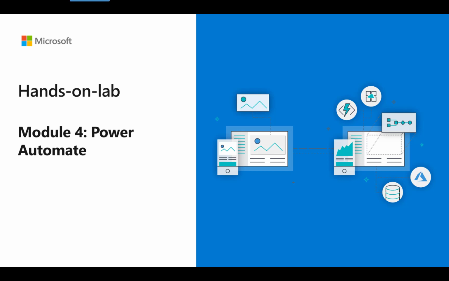The fourth hands-off lab will cover Module 4 of the App in a Day training, Power Automate, and will go over the process of creating an approval process with Flow. If you haven't completed the Introduction lab, which goes over the prerequisites and the first 3 labs of this training, please stop now and go back to these labs to make sure that you're ready to go.